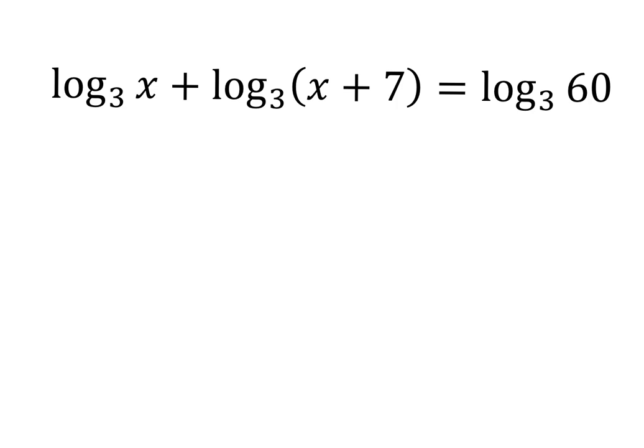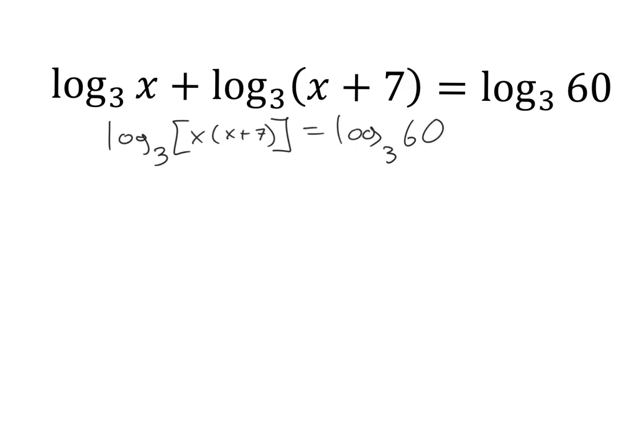And the very first thing I notice is we got multiple logs here, but I have a plus. And a plus in between two logs is really like multiplying the things inside. So actually I could say, you know what, this is the same thing as log base 3 of, I'll use a bracket here, x times x plus 7, equals log base 3 of 60. And now, what do you know? Look, I have log base 3, so that means whatever's inside this log has to equal what's in this log. So I'll go ahead and distribute this left side. I could just say x squared plus 7x must equal 60.